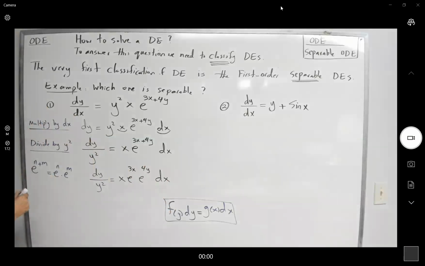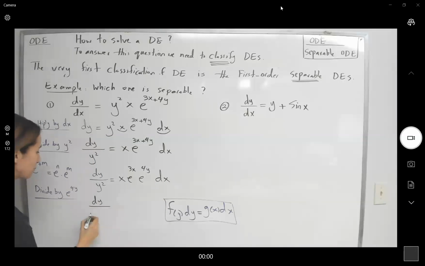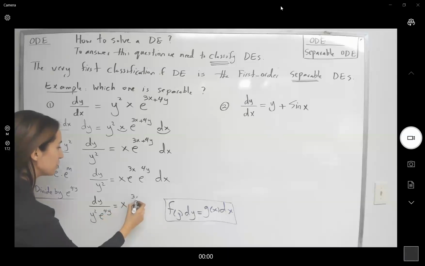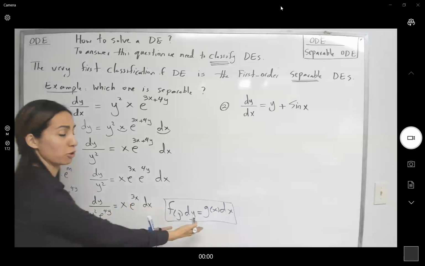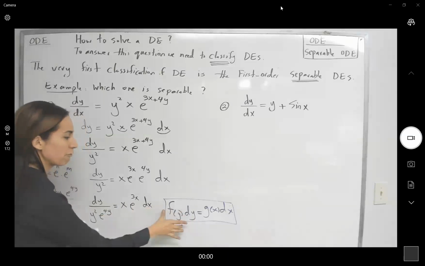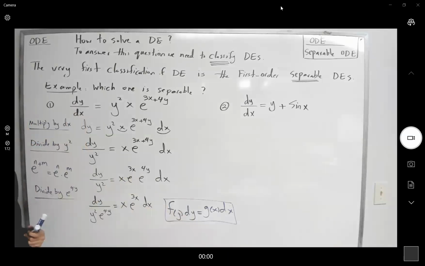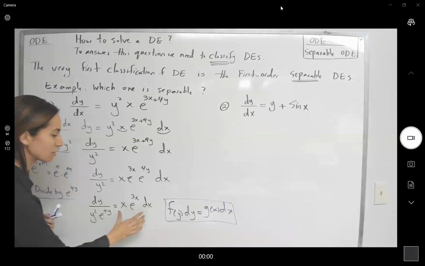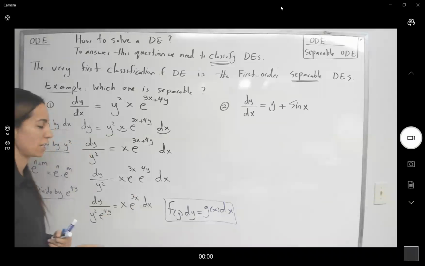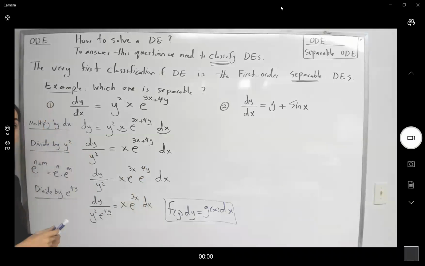So this is my last step. Divide by e to 4y. So what did we get? We get dy over y squared e to 4y equals x e to 3x dx. Follow the definition: dy, a function of y or an expression in y on the left, dx, an expression in x on the right. It satisfies the definition, so this guy is separable.